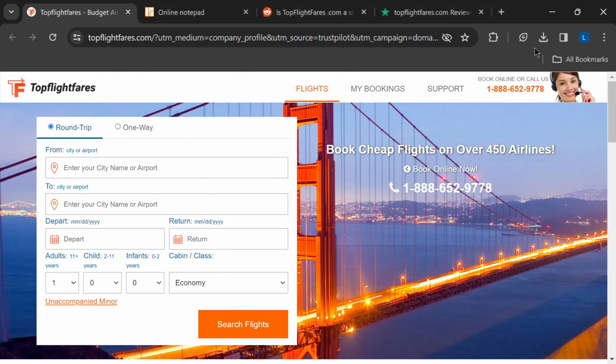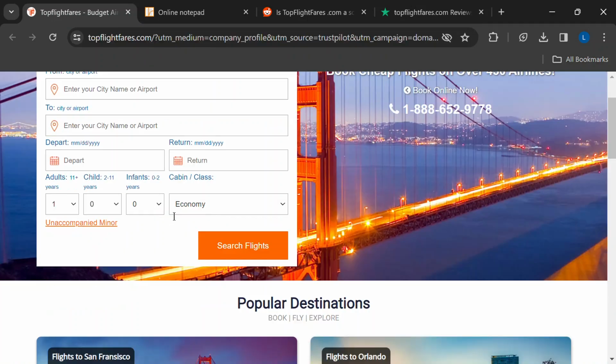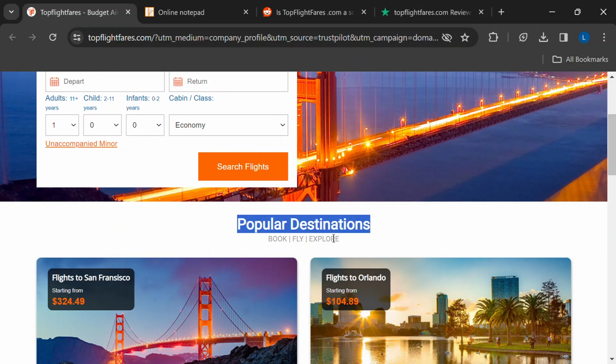Today we're diving into the world of online flight deals. We all love finding a cheap flight, but sometimes those deals can seem too good to be true. That's why I wanted to take a look at TopFlightFares.com. They advertise amazing prices, but are they legit?